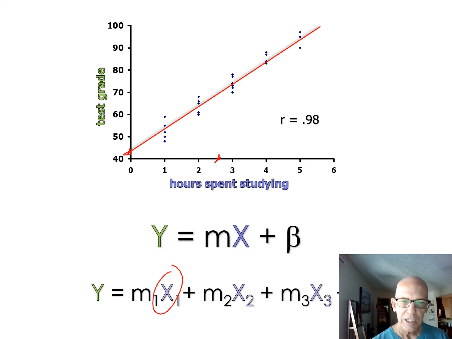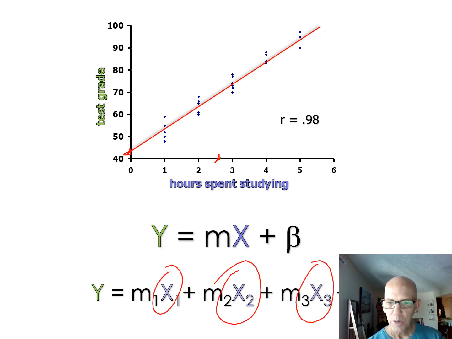I could have a lot of X's. Like how many hours do you work? How much did you study? Do you have kids or not? All these different things. And then I would have a better estimate of your test grade.